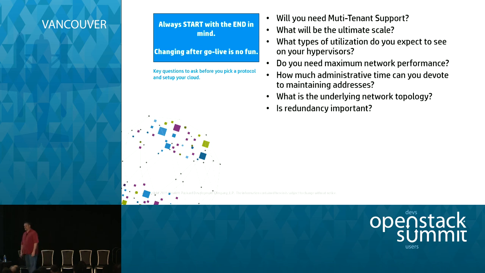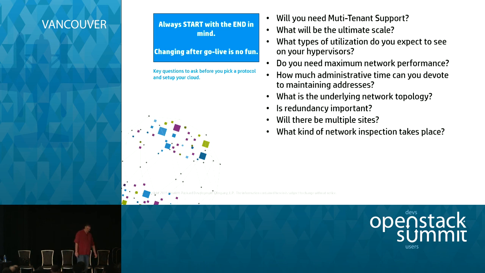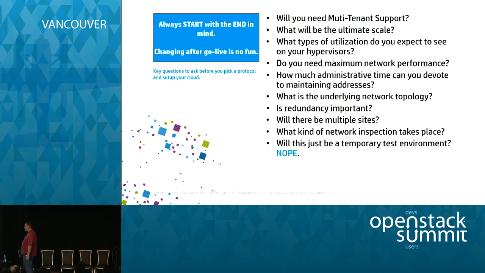How important is redundancy? Test, maybe not. Production, maybe so, right? Is there going to be multiple sites? That's a biggie, right? And that's going to drive some decisions on which protocol you choose as well. And what kind of inspection takes place? Small detail. If you work in a bank, maybe not so small. They're actually pretty interested in some sort of compliance and audit that can inspect packets that are traveling in and out of certain regions of their network. The protocol you pick may affect that ability, so your compliance guys might want to talk to you.